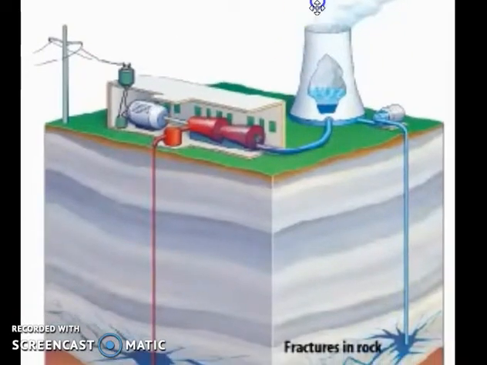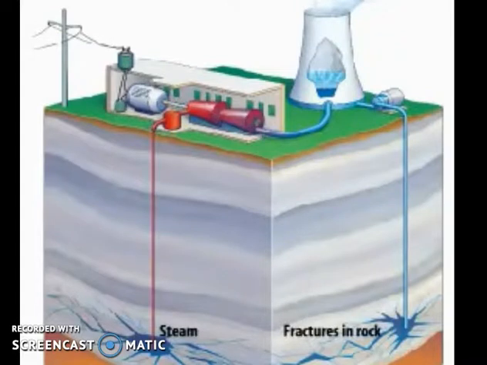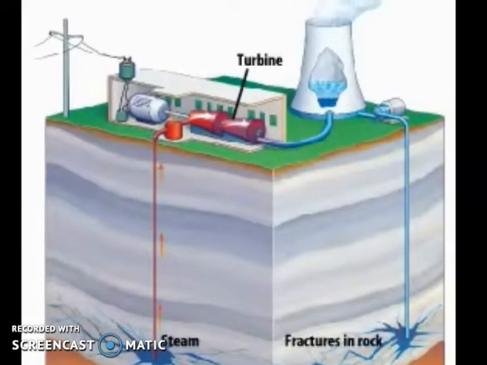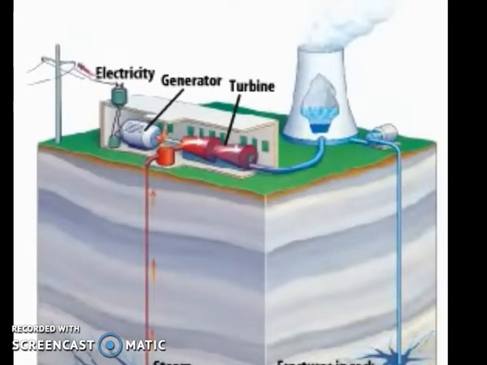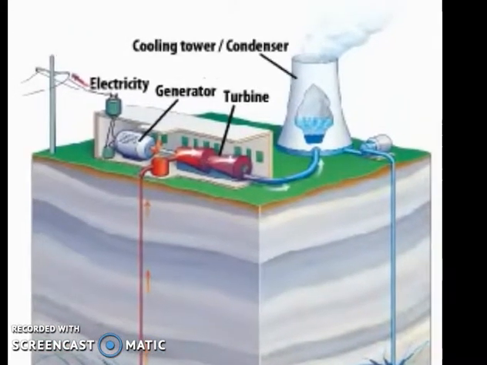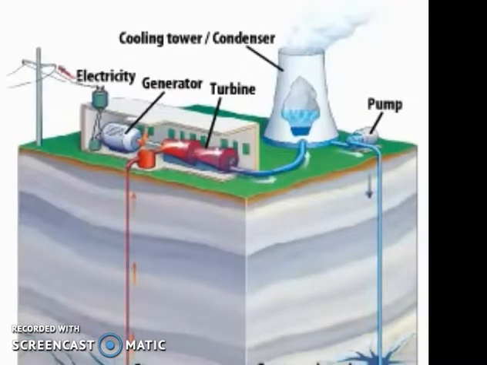Water is changed to steam by the hot rock. The steam is pumped to the surface where it turns a turbine attached to an electric generator. The water created by the condensed steam is pumped back into the ground.